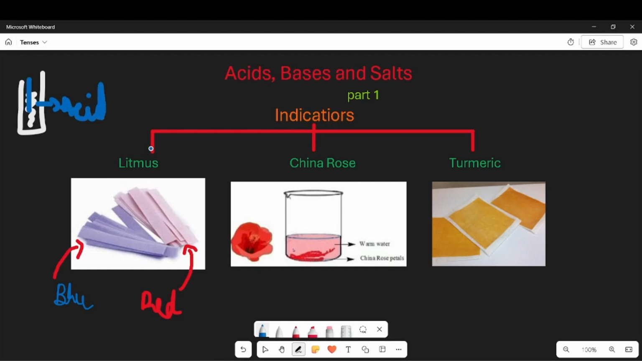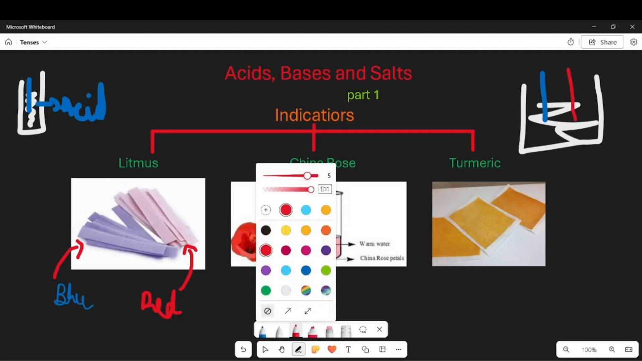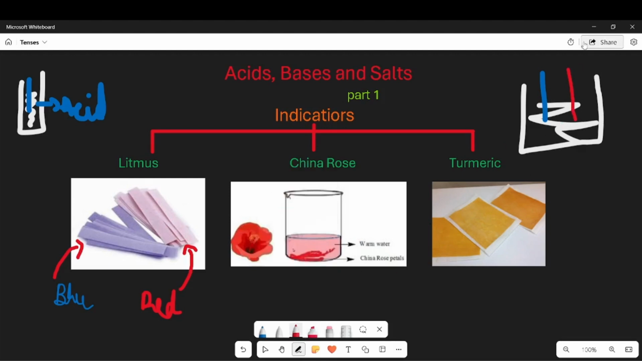Now if we put a red litmus paper in an acid, what will happen? Nothing. There's no color change. So now if we take a solution, we don't know if it's acid or base, and we want to find out what we should do. We should put both the litmus papers inside, and see which one changes color.